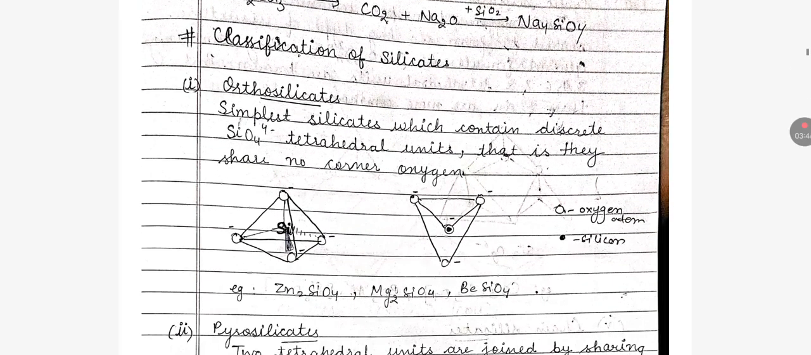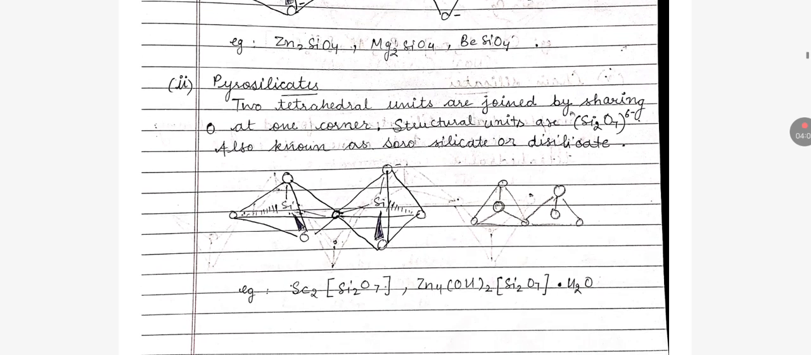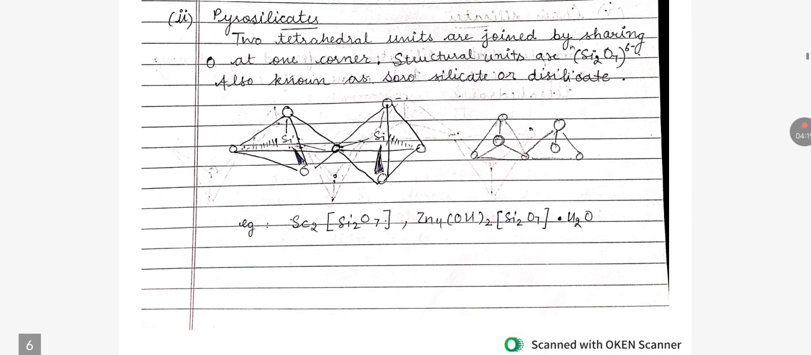Now, what are orthosilicates? Simplest silicates which contain discrete silicate tetrahedral units, that is, they share no corner oxygen, as shown in this diagram. Pyrosilicates. In pyrosilicate, the two tetrahedral units are joined by sharing oxygen at one corner. In orthosilicate, no oxygen atom is shared, and in pyrosilicates, one oxygen atom is shared between two tetrahedral units, also known as sorosilicate or disilicate.